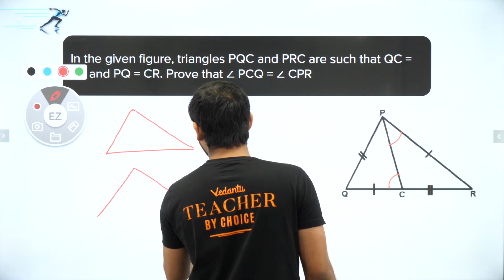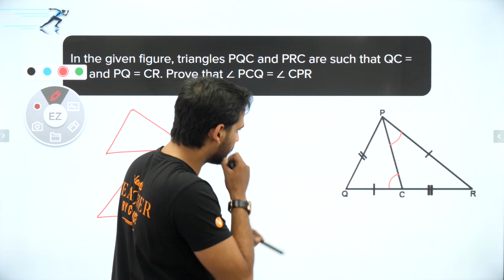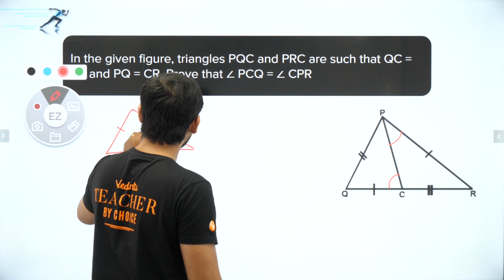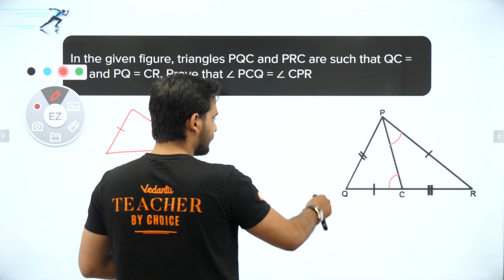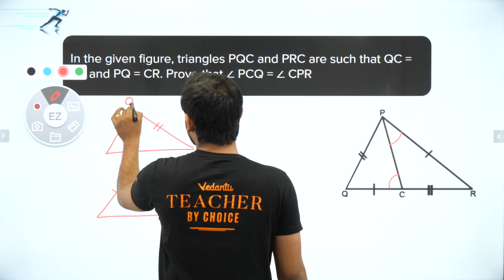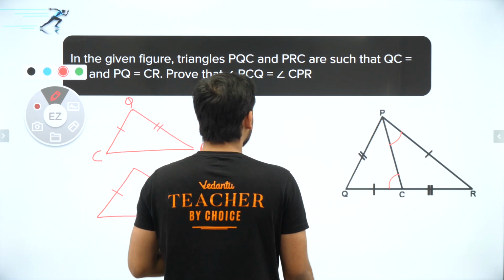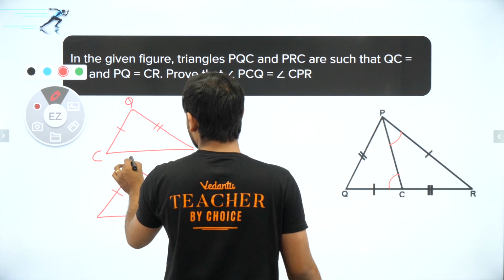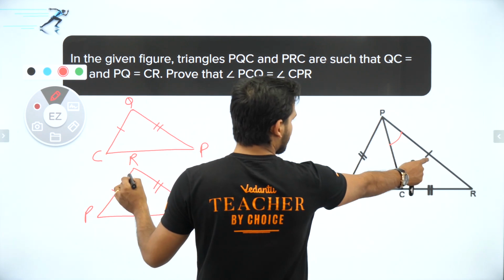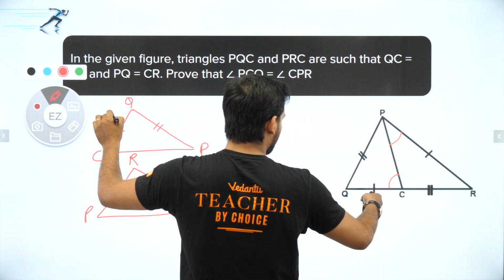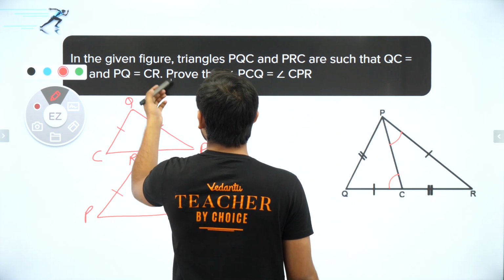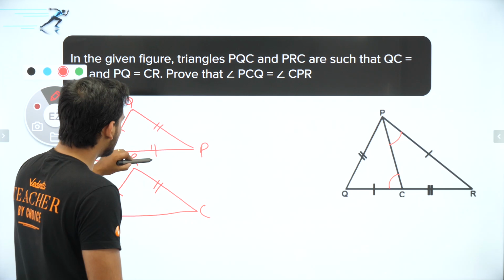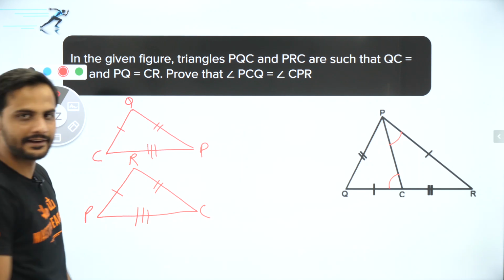I am drawing both the triangles again so that it will be very easy for visualizing. In the first one, PQC, QC and QP. In the second one, it is RP and RC. So RP is equal to QC, and RC is equal to QP. And in both, CP is the common side.